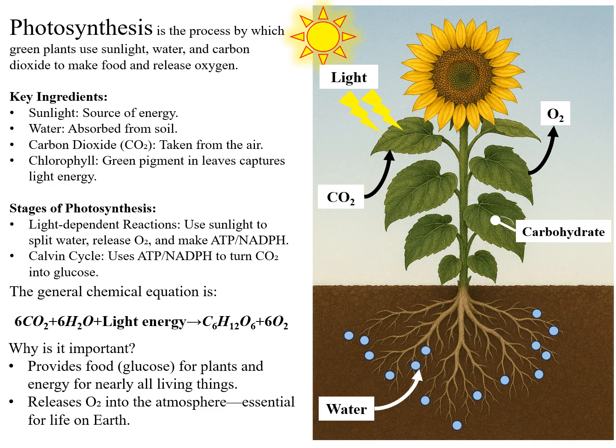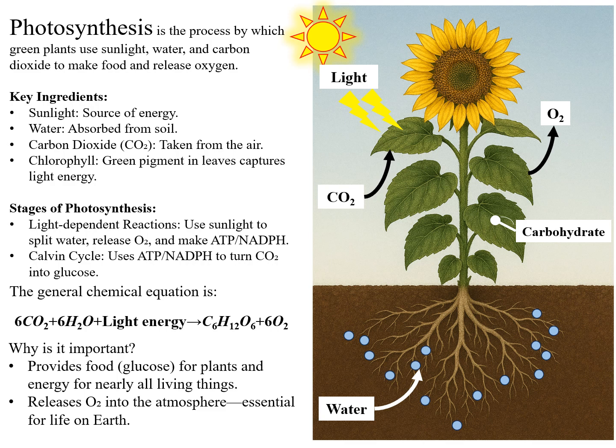There are four key ingredients. Sunlight, which provides the energy to drive the process. Water, which is absorbed from the soil through the roots. Carbon dioxide, taken in from the air through tiny pores in the leaves called stomata. Chlorophyll, the green pigment that captures light energy.